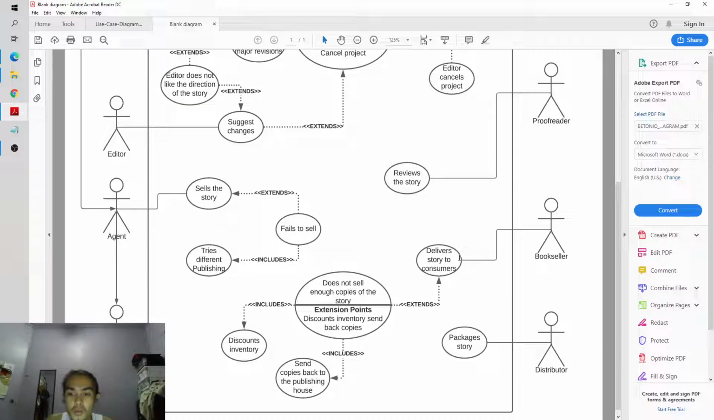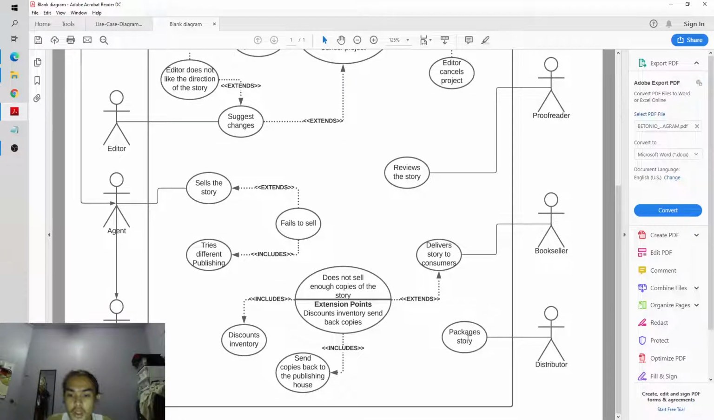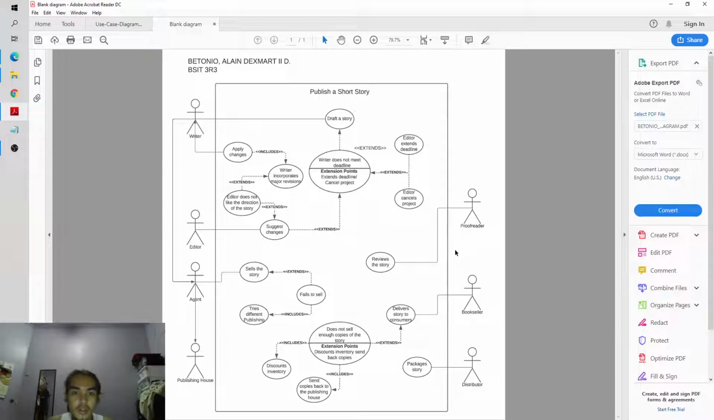So here, connected to deliver story to the consumers is the bookseller. So here the distributor packages story. So here is my full use case diagram of publishing a short story.